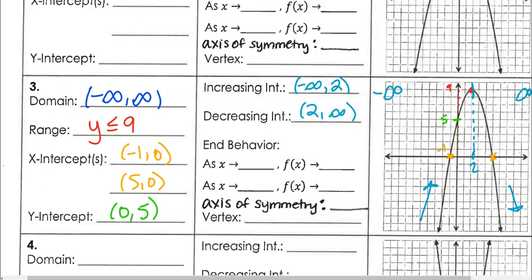All right. In behavior, we have a left side and a right side. What are both of my ends doing? They're going down. So how do we say that? They're going towards -infinity. Good.